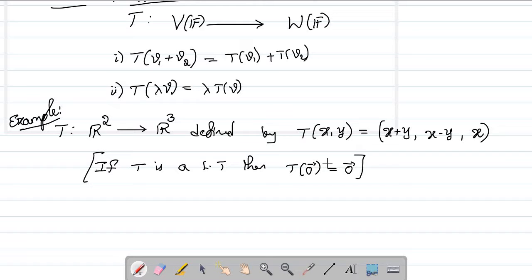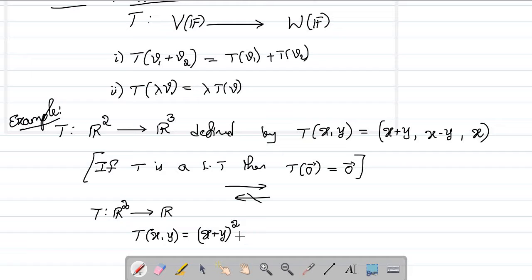But remember one thing, if 0 is mapped to 0, you cannot conclude that it is a linear transformation. It is only one way, not the other way. One way is true, the other way need not be true. For example, if I take a transformation which takes vectors in R2 to an element in R, I'm going to define the mapping this way: T of x comma y is equal to (x plus y) whole square. This is the mapping I'm taking. Here you can see that 0 is mapped to 0, but you can check this is not a linear transformation. Why?